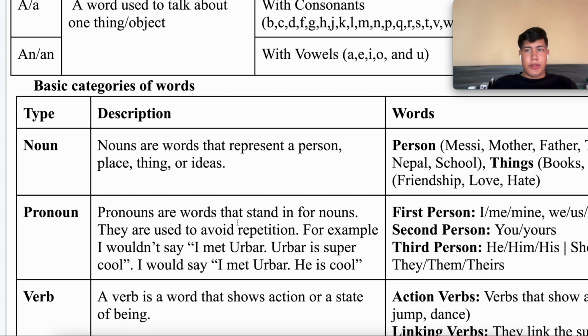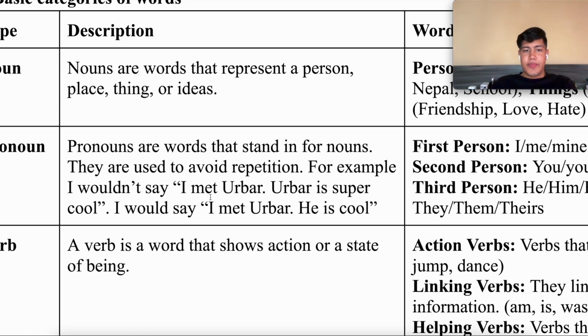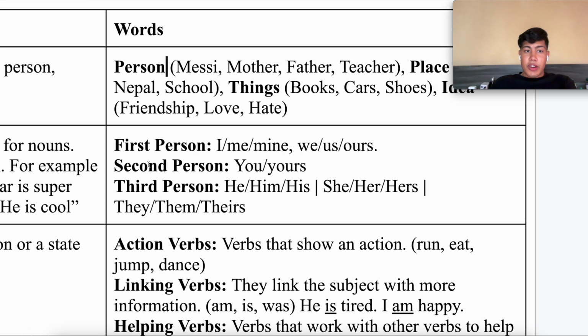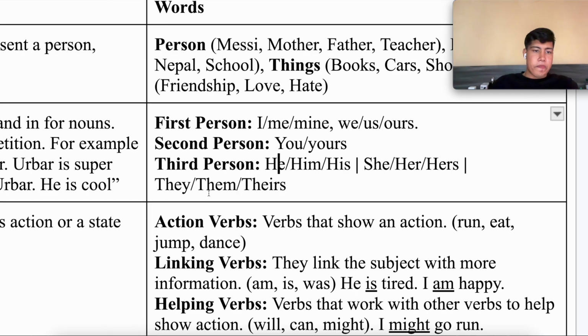Pronouns are words that stand in for nouns, specifically when you're talking about individuals. They are used to avoid repetition. So, for example, I wouldn't say I met Ubar. Ubar is super cool. I would say I met Ubar. He is cool. So there are multiple places where we use pronouns. You use them when you're talking about yourself, or yourself in a group. You use them when you're talking about other people, like you and your. You use them when you're talking about other people, of course. Again, he, him, his, she, her, hers, and of course they, them, theirs. Now they, them, theirs, of course, can be used to refer to individuals or groups.